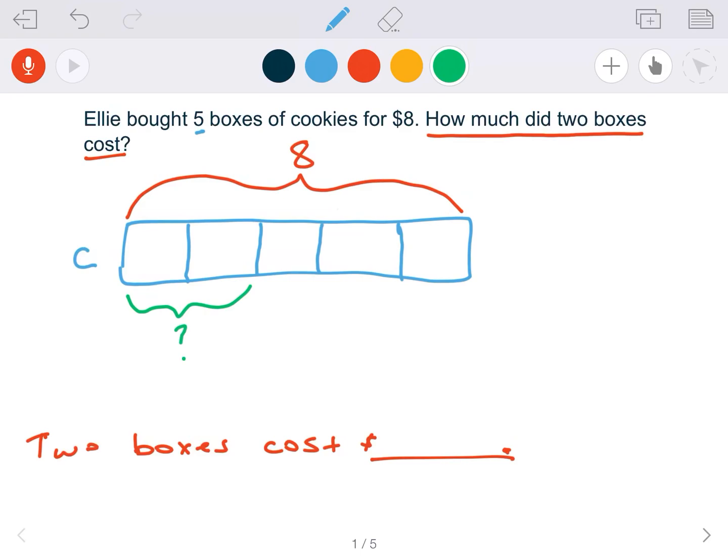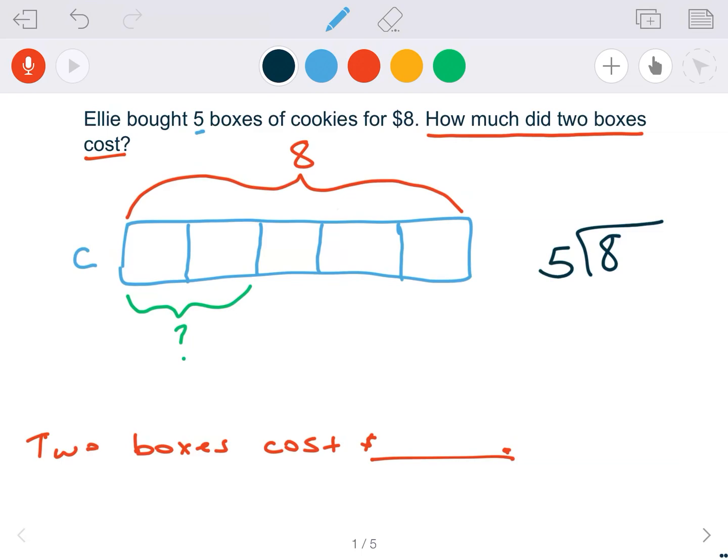And now we need to solve our problem. So we have 5 boxes that were $8. That means we have to divide this $8 up over the 5 boxes. And since we're talking about dollars, you could, if you want, put a decimal mark and then 2 zeros, or you can do it this way. It doesn't matter. Either way, we're going to get the same answer.